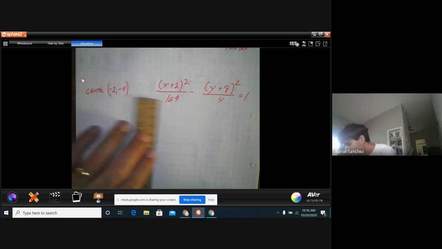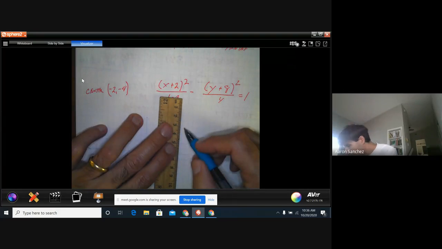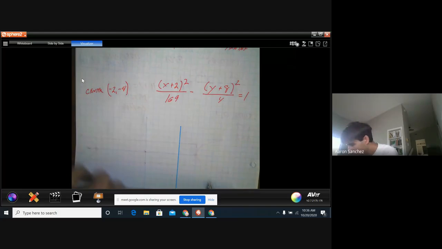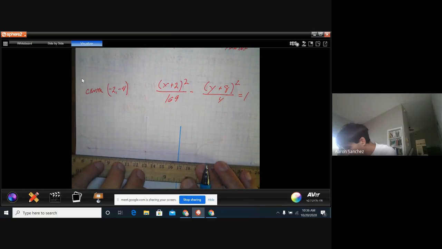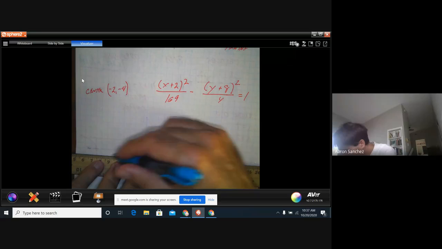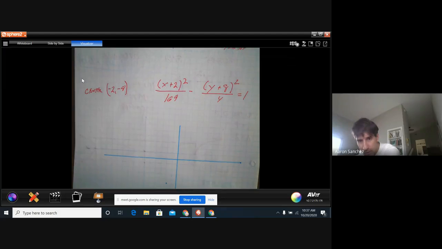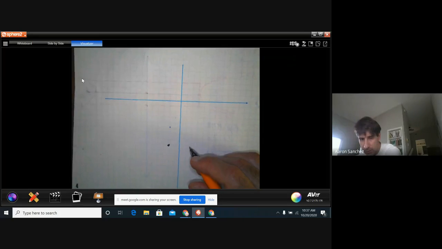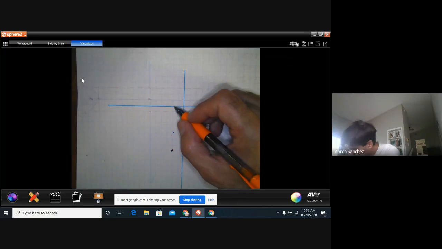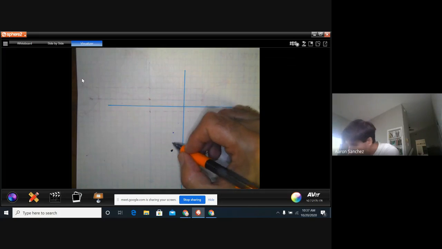Again, you can just draw. I don't know if I'll be able to fit it because those numbers are so big, so we'll just make it a picture. Okay, so (-2, -8). 1, 2, 1, 2, 3, 4, 5, 6, 7, 8. There's my center. Let's do it in orange. You guys see? There's my center.